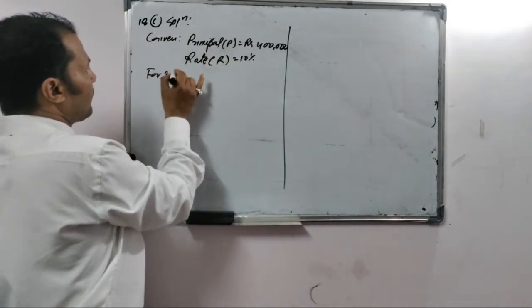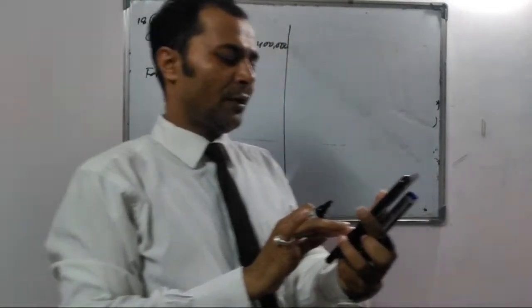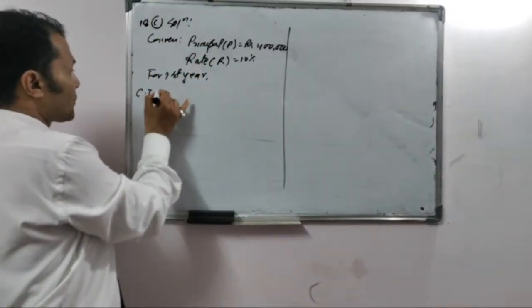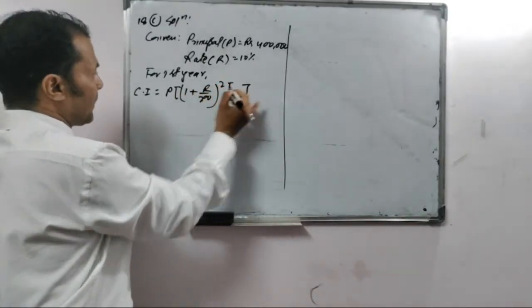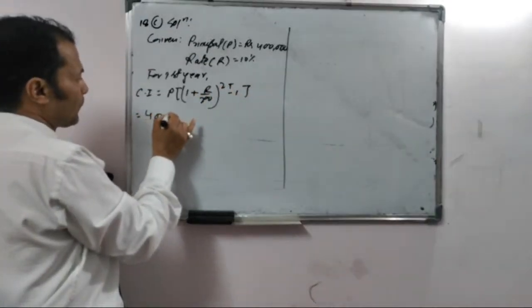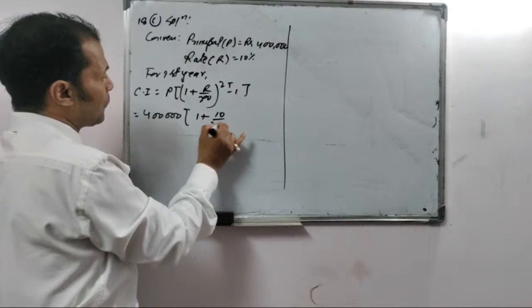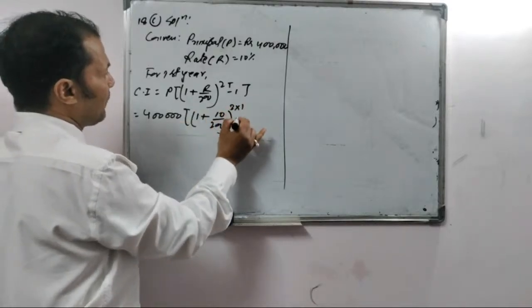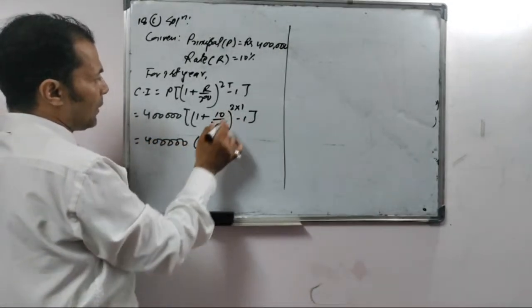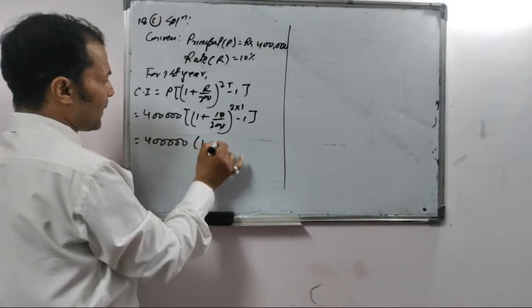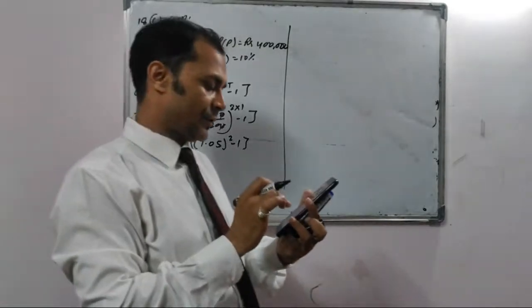For the first year, see carefully. For the first year, what does the question say about the bank? Compounded half yearly. Now find the compound interest: P into (1 plus R by 200) power 2t minus 1. So P is 400,000. 1 plus R, what is the rate? 10 by 200, power 2 into 1, minus 1. So this is 400,000. Now cancelling the zeros, I get 1.05 squared minus 1. So that is, now let me open my calculator.